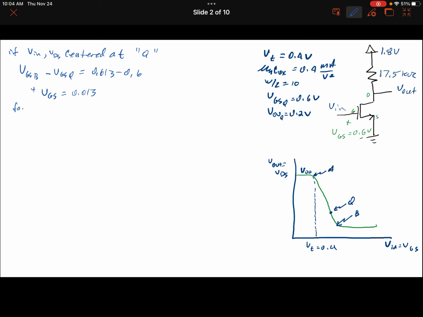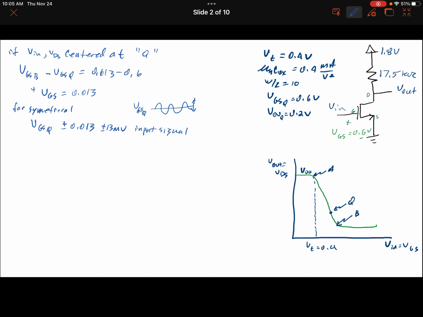But if we want it to be symmetrical, if we want to be able to put in the same positive going signal as minus going, so we've got a VGS of Q, and we're saying that we want a signal that is the same amount up as it is down. Then we would really have VGS of Q plus or minus 0.013, 13 millivolts. That would keep us from falling into triode or cutoff, certainly. But that would go all the way to point B. It wouldn't go all the way to point A, which is good.